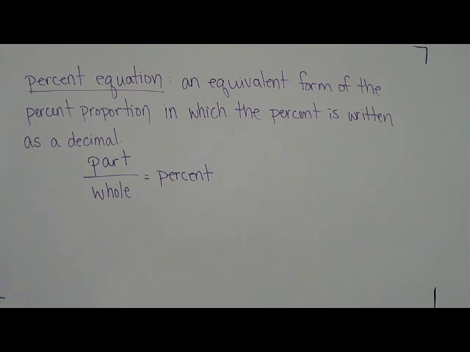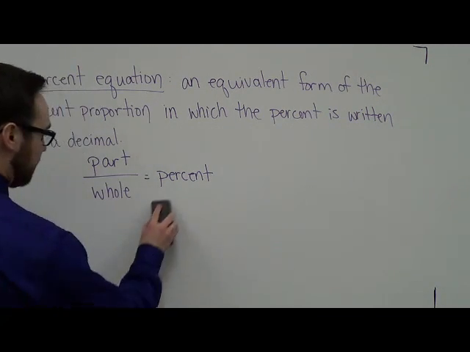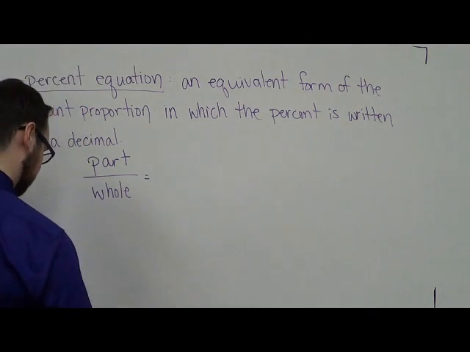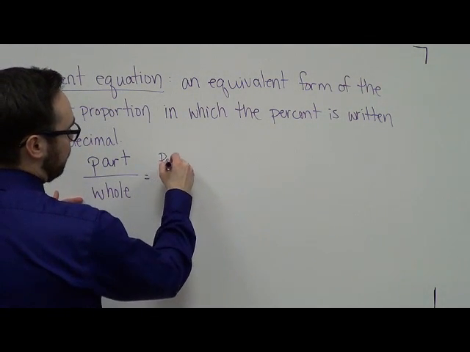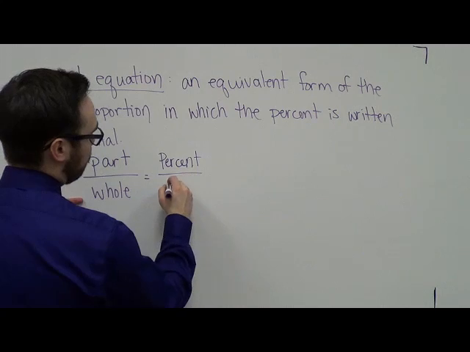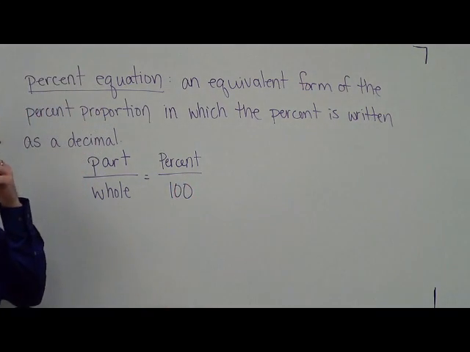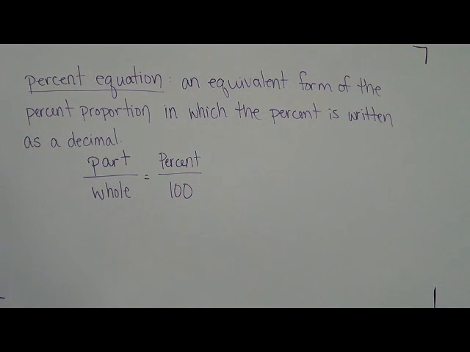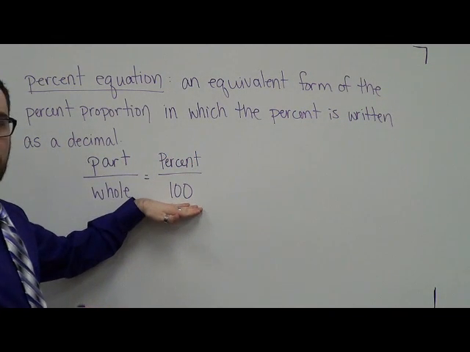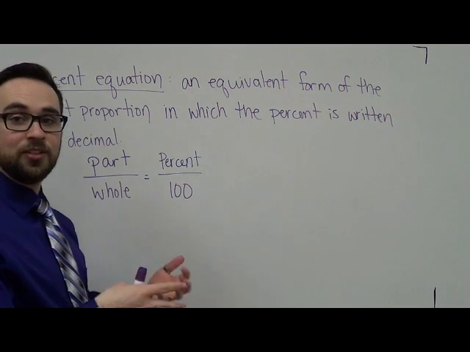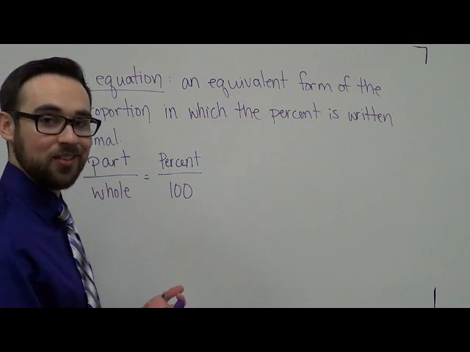The only difference with this one is it's going to be an equation format, and that the percent is actually written as a decimal. So the part over the whole used to be equal to the percent over 100. Well, how do we take a fraction into a decimal? You divide them out. So if I take this percentage and divide it by 100, that's going to get me the percentage in decimal format. So really it's all the same thing.